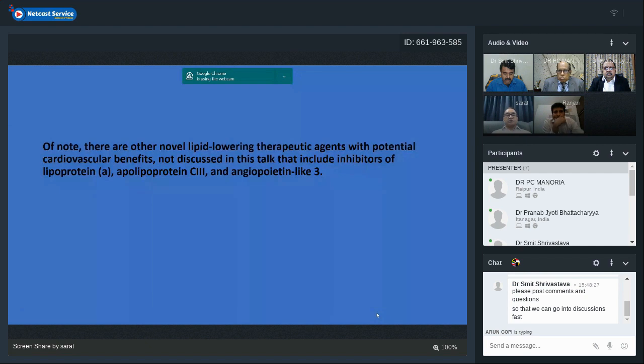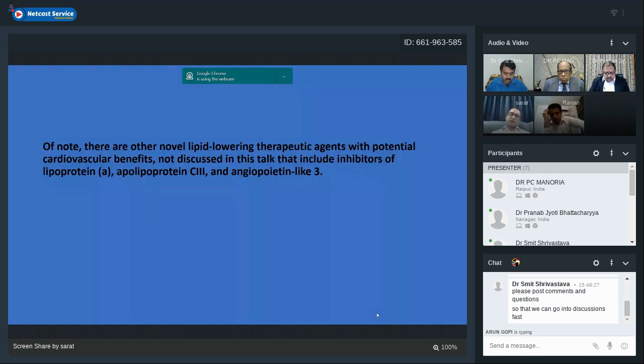And there are other non-lipid-lowering therapeutic agents with potential cardiovascular benefits, which are also at a research level. They are not discussed in this talk, but this includes inhibitors of lipoprotein(a), Lp(a) inhibitors, apolipoprotein C3, angiopoietin-like 3.